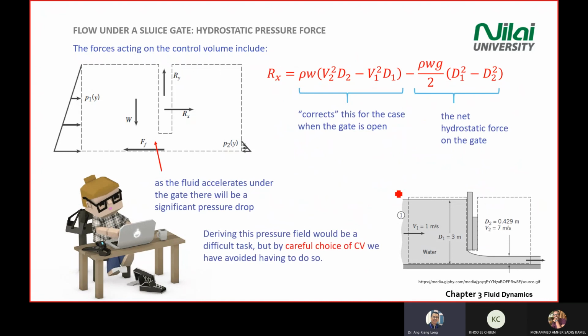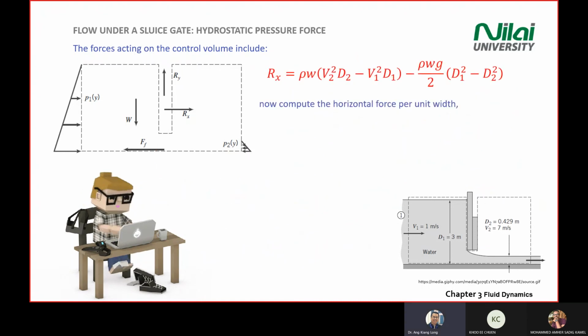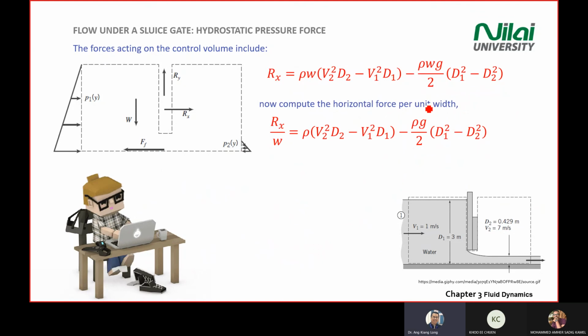Then after that, we'll compute in terms of force per unit width, because the width is not given. If the width is not given, you're not able to complete this calculation. So we rearrange the mathematical equation, like what you see on the screen here. We factor out all the W, and then we move it to the left. We get Rx divided by the width equal to this term minus this term. The rest is a substitution of values.